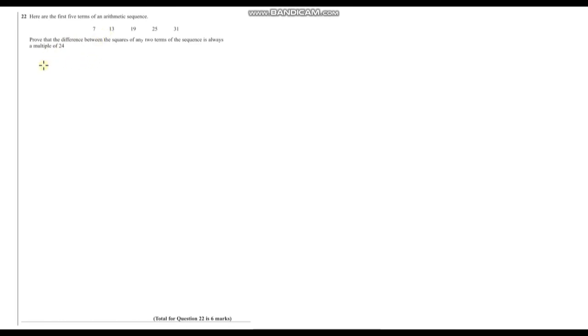Now this is quite long-winded, quite wordy. But first of all, let's just work out what the nth term of this sequence is. So what is the nth term? Well, it's an arithmetic sequence, so it should go up by the same amount each time. And indeed it does. I can see that it goes up by 6 each time. It's going to be 6n, and it's 1 more than our 6 times table, so it's going to be 6n plus 1.